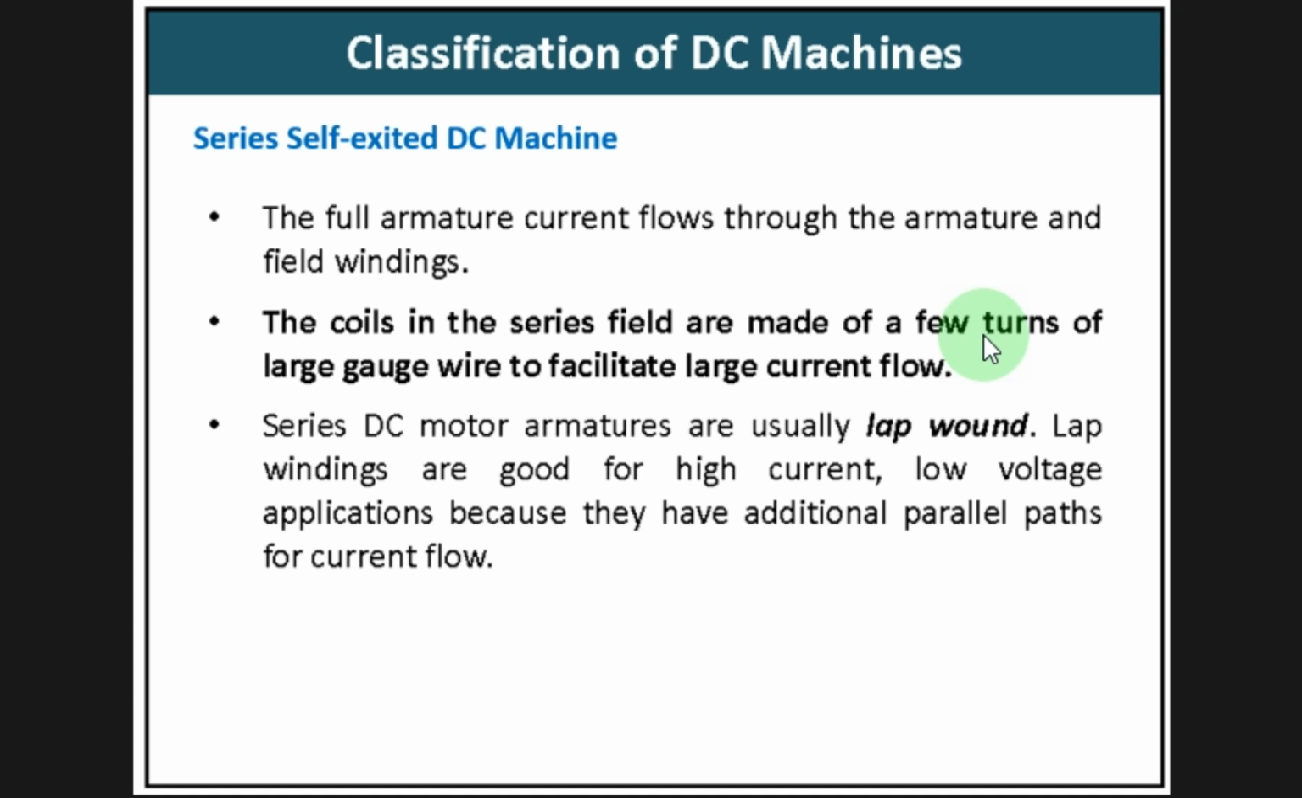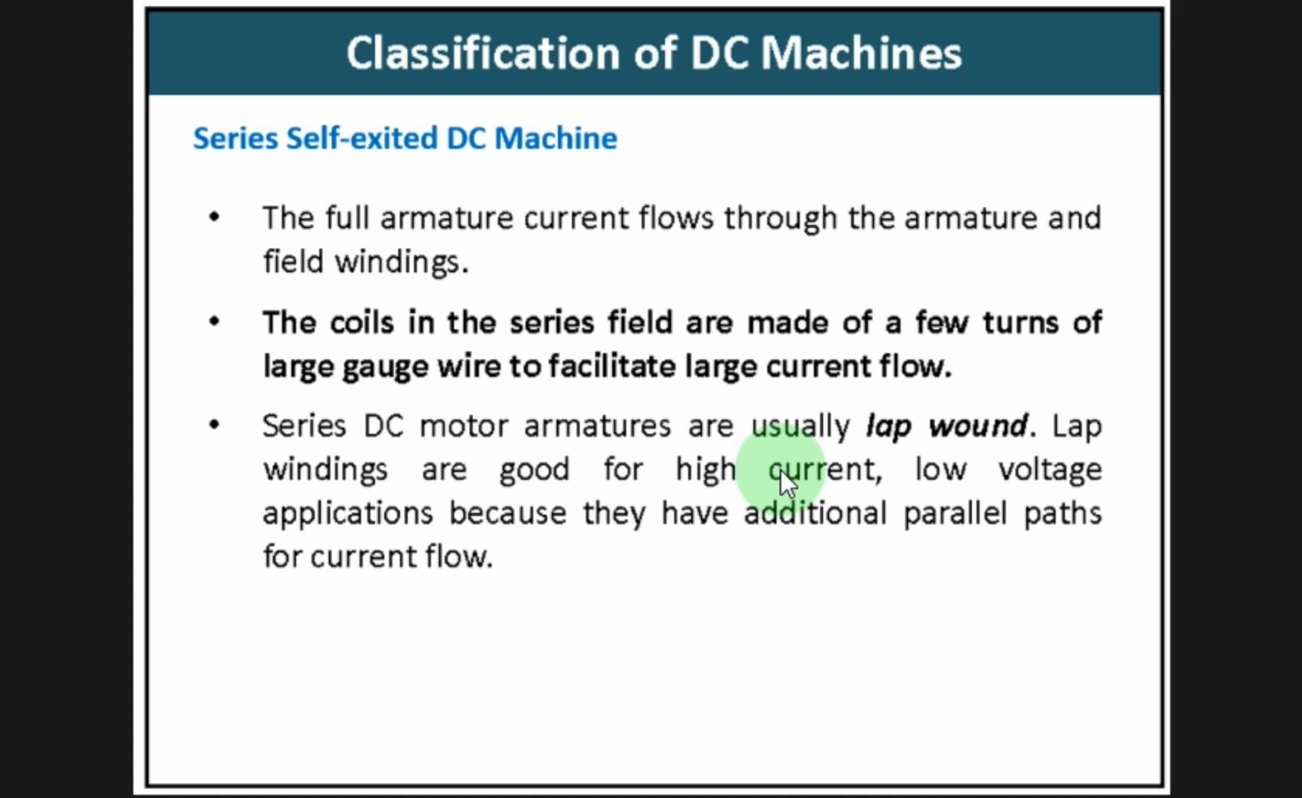Armature current is normally large based on the load. So even though you have a small number of turns on the field winding, the current is large, so it will produce enough magnetic field for the rotation of the armature. Series DC motor armatures are usually lap wound. I hope you remember we talked about lap winding and wave winding.